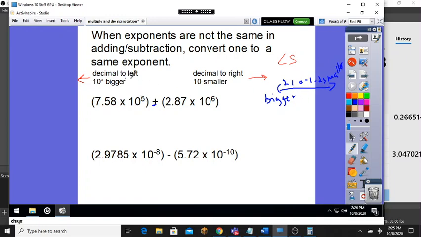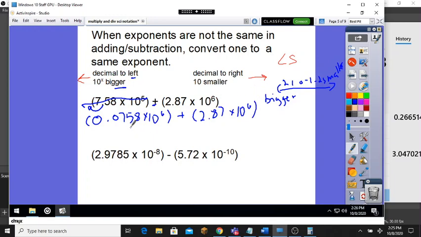Well, I have to move the decimal to the left to make it bigger, right? We need to go this way to the left to make it bigger. So the decimal, this guy, I'm going to move it over here. So it should be 0.0758 times 10 to the 6 now. Okay? We're going to cross this out. And it should read now that plus 2.87 times 10 to the 6.